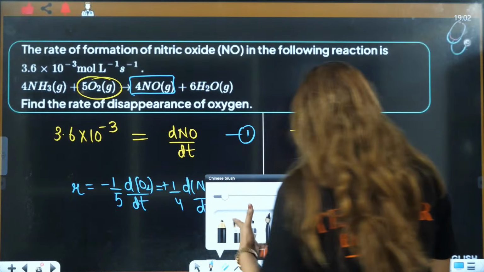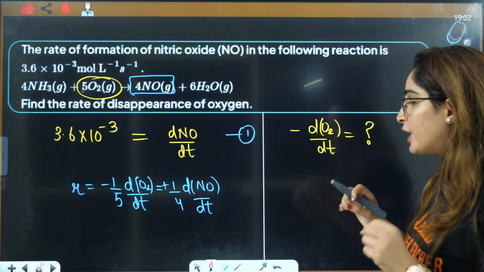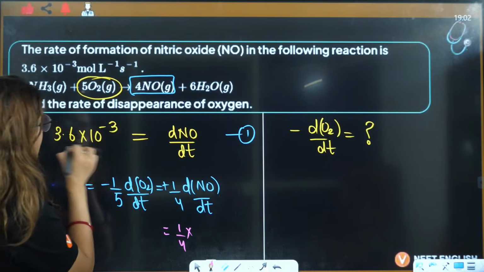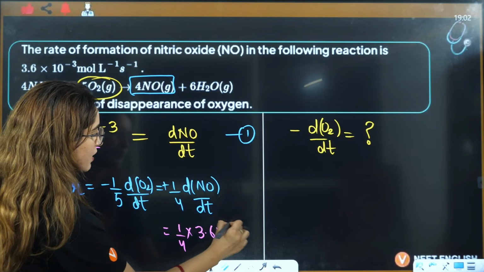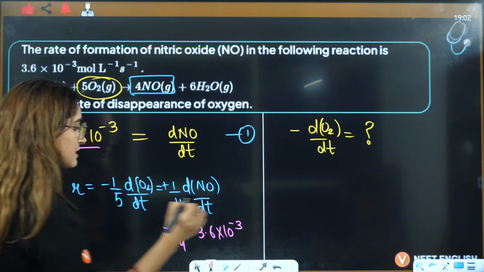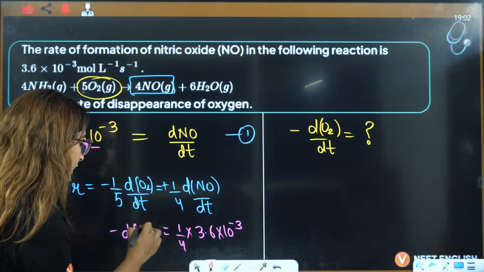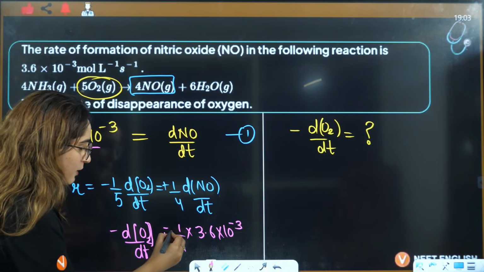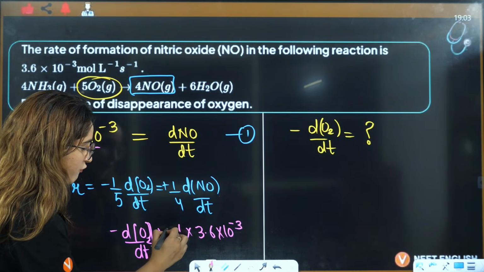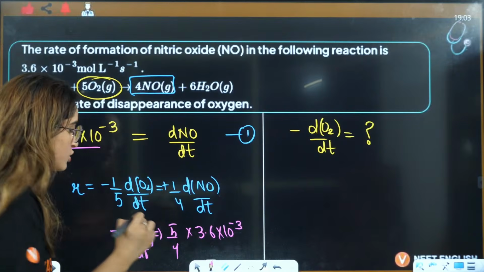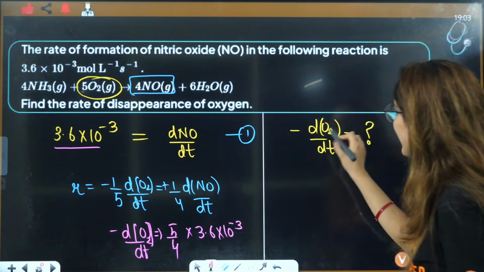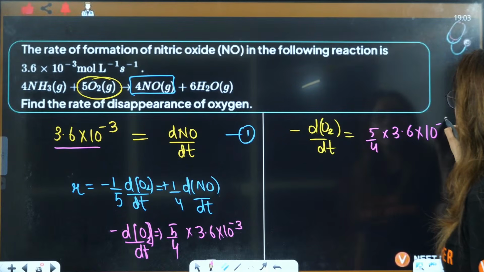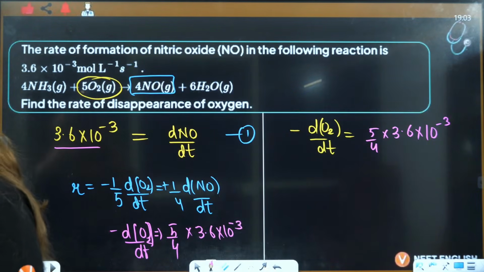Now solve. Now you need to have an equation between this and this. So what you can write here, this is 1 by 4. This is given to you, 3.6 into 10 raised to power minus 3, right? And you have to calculate dO2 by dt, right? So this 5 will be multiplied here. So it will be 5 here, right? So can I write 5 by 4? So this answer, minus dO2 by dt, is going to be 5 by 4 into 3.6 into 10 raised to power minus 3. You can solve this and you will get your answer for this one. Okay, right?